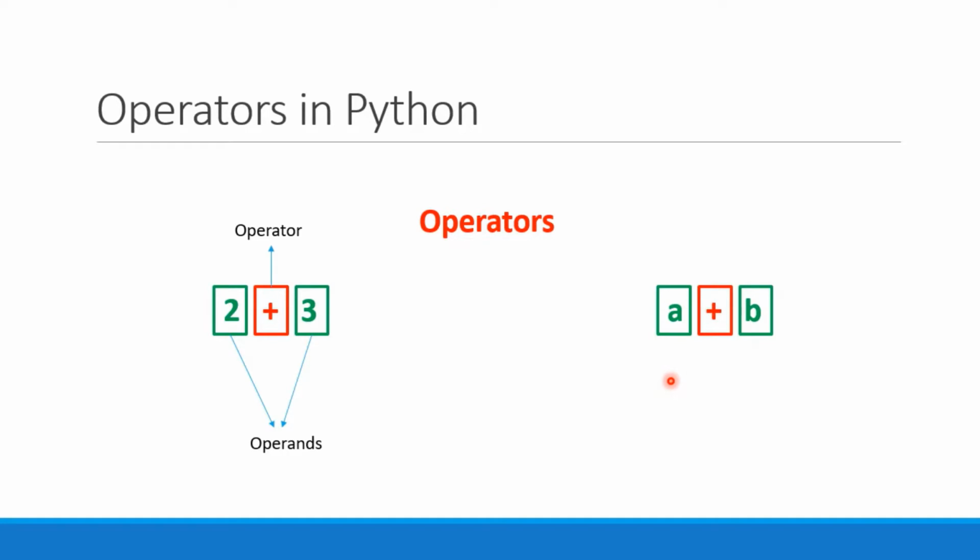So remember one thing, you can apply operations on variables, but these operations will be applied on their values. It will not add A plus B, but it will add the value of A with the value of B. Let's say the value of A is 5 and the value of B is 10, and we want to add these two values. So it will add these two values and give us the answer as 15. It will not add A and B, but it will add their values.